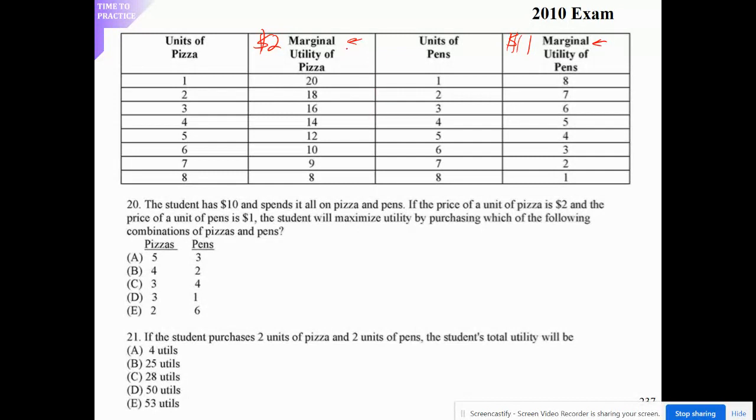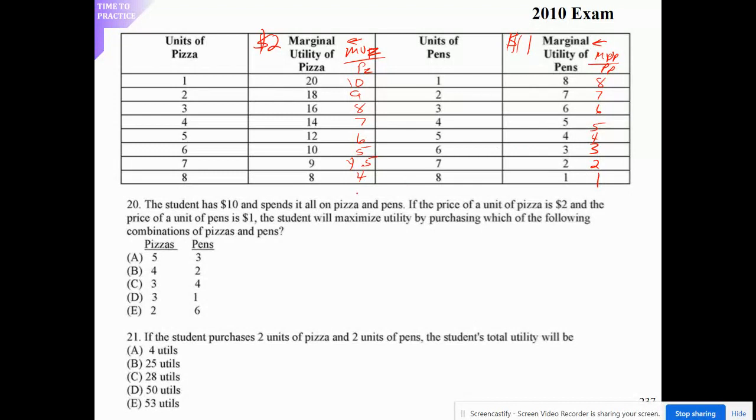But once again, we have to do marginal utility of pizza, I'll put Z for that, over the price of pizza. And over here, marginal utility of pens over the price of pens. So here for pizza, 20 divided by 2 is 10. 18 divided by 2 is 9. And then we have 8, 7, 6, 5, 4.5, and 4. Over here, it's just divided by 1, so marginal utility divided by the price. So it would be 8, 7, 6, 5, 4, 3, 2, 1.